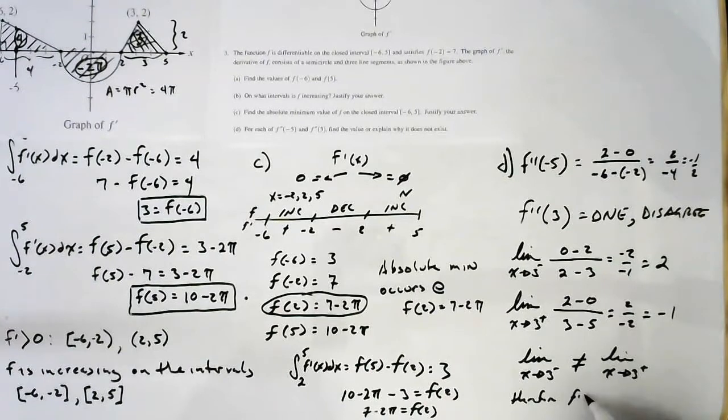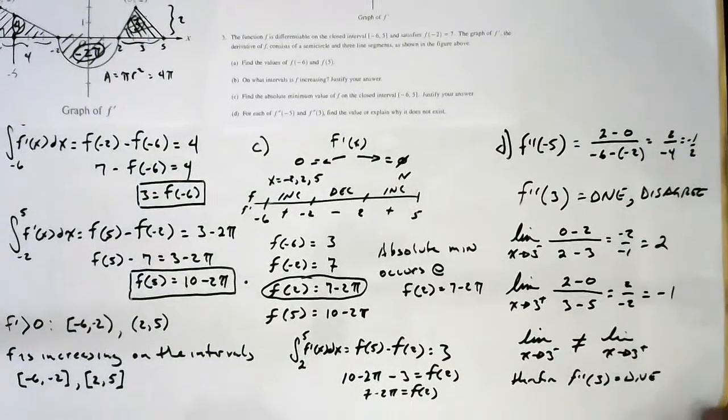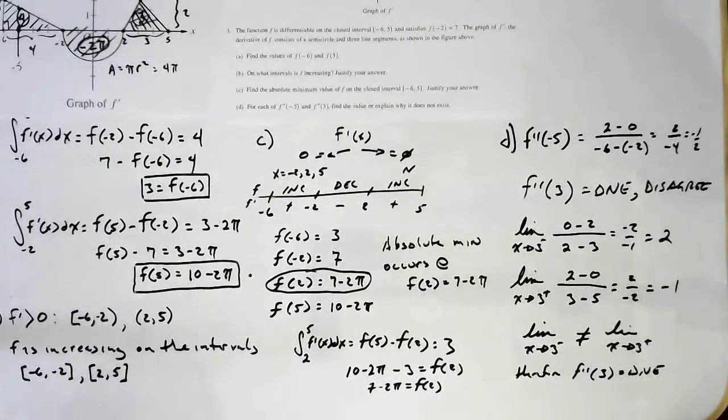Therefore, the second derivative at 3 does not exist. All right, and there it is. 2017, question number 3.